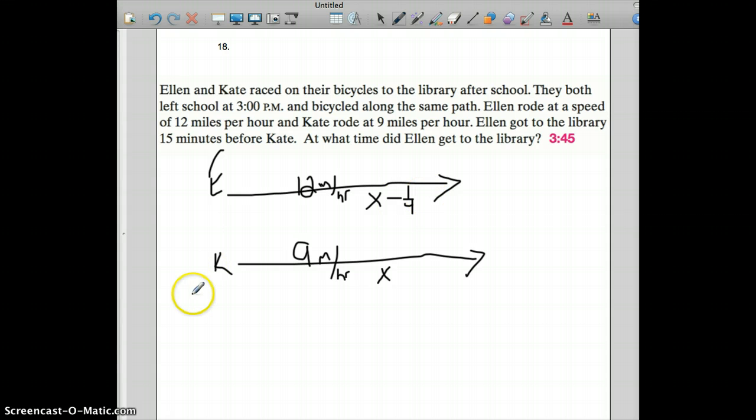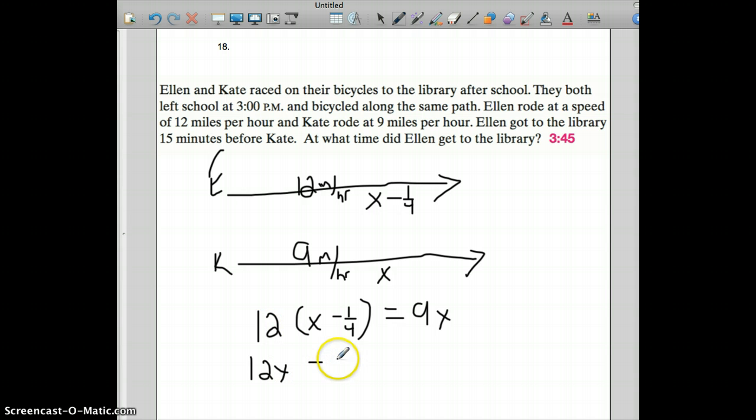Again, they're going to the same location, therefore their distances will be equal, and I can set up the equation of 12 times the quantity x minus 1/4 equals 9x. Again, if I distribute, 12 times x is 12x, 1/4 times 12 will end up giving me 3, equals 9x.